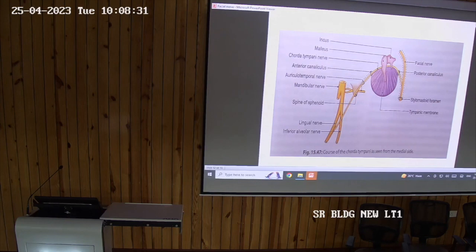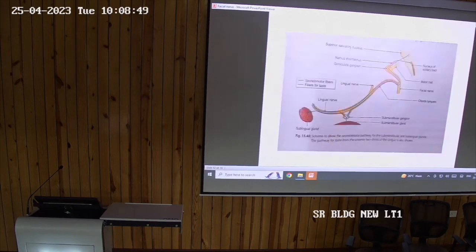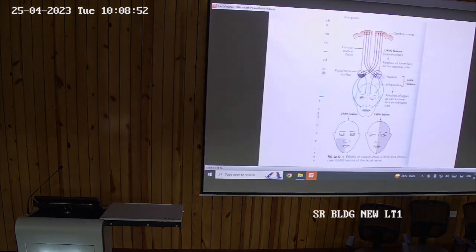Another point: in lower motor neuron palsy, if it is complete, then half of the face will be paralyzed. Look at this diagram. This is the cerebral cortex. The upper half of the face receives the corticonuclear fibers from both sides of the cerebral cortex. And this is the lower half of the face, which receives the corticonuclear fibers from the opposite side.